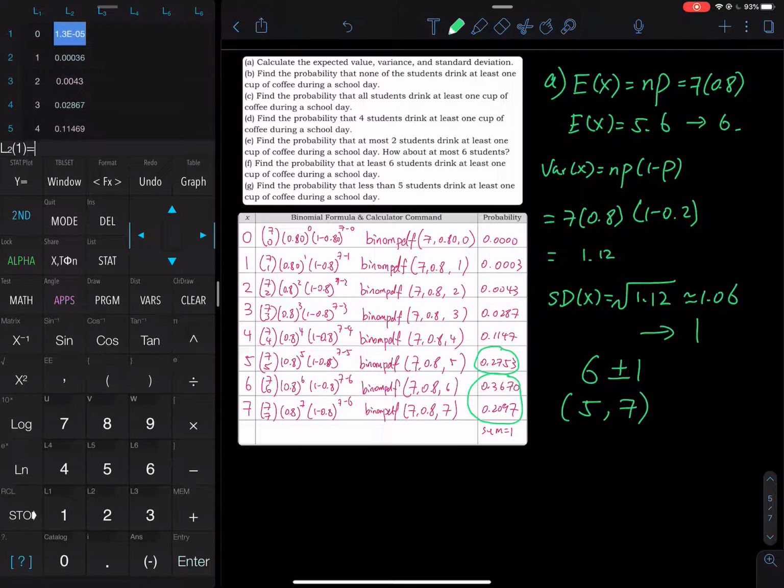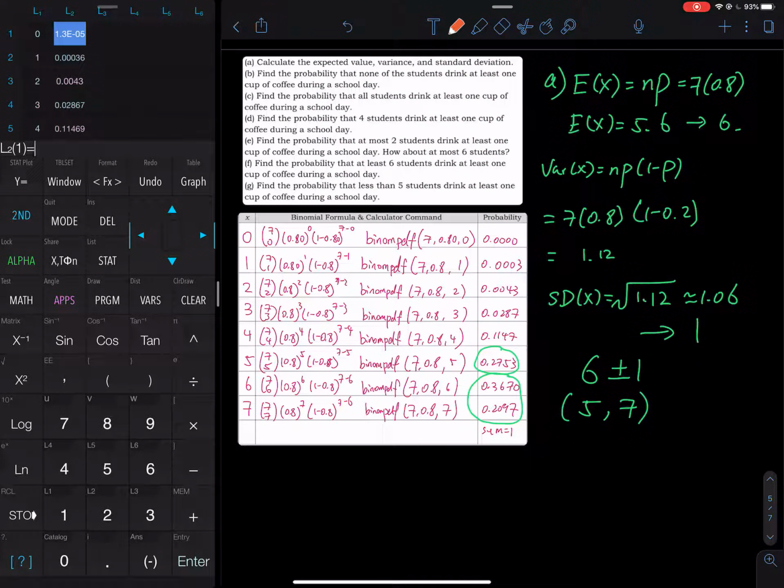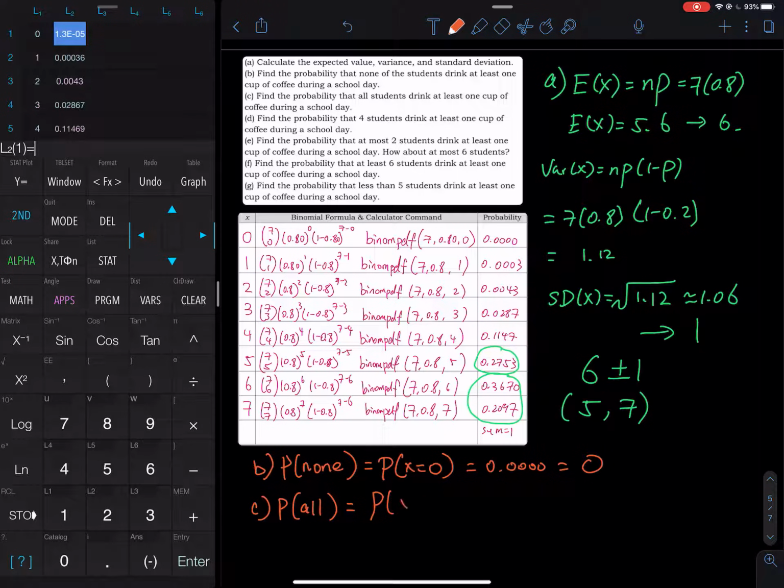And then the next question, what we want to find is a non-student drink at least 1 cup of coffee. So part B is the probability of none. None in mathematics means x is equal to 0. So that means we are taking the first probability, 0.40, which is just a big 0. And then part C, find the probability that all students. So C, probability of all. How many do you have? We have 7. So all means x equals 7. Then that is equal to 0.2097. So that is what all is.